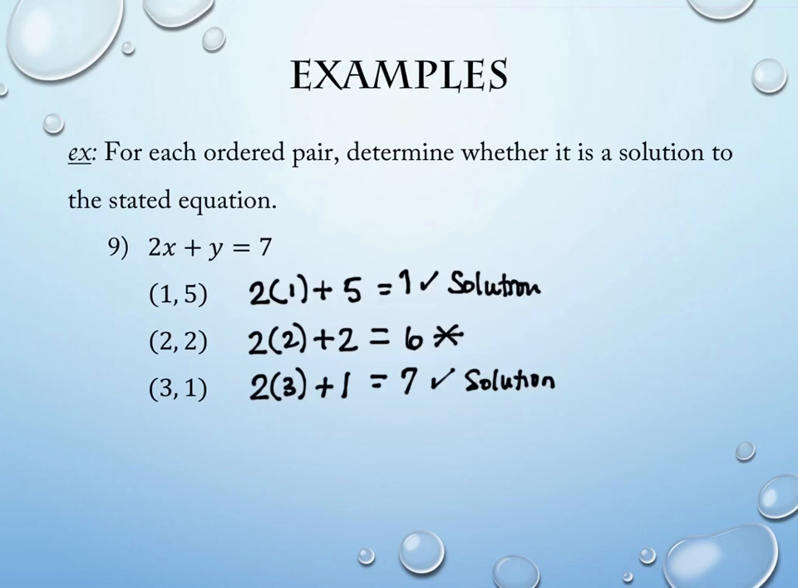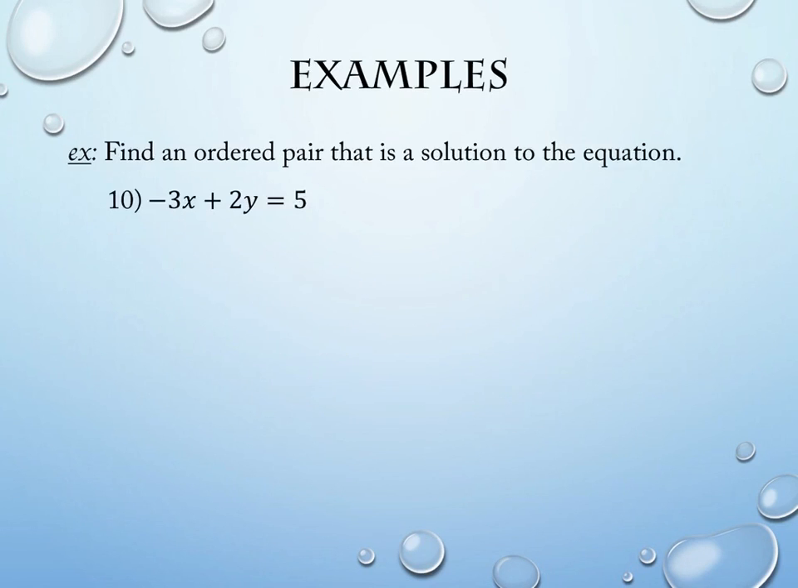All right, so what if you're not given values to test and you're just given an equation and told to find solutions? That's exactly what's going on in number 10. Number 10 says find an ordered pair that is a solution to the equation -3x plus 2y equals 5. The reality is we have quite a bit of freedom. We can choose any x value that we'd like, and then use that to find the y value. Or vice versa, we can choose any y value we like and then determine the x value from that. So I'm going to choose x equal to -1.